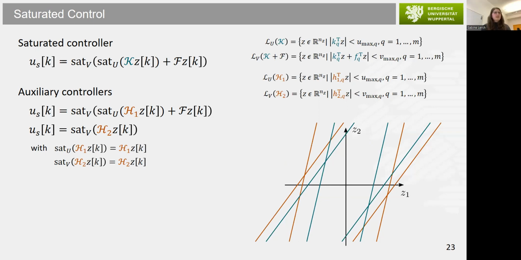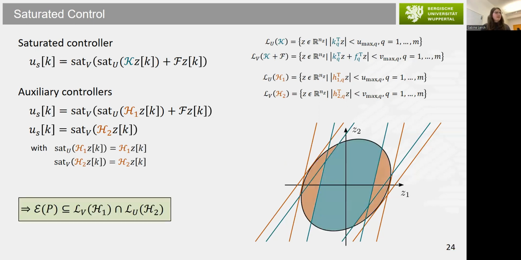So if H1 and H2 should not lead to saturation, then the domain of attraction should lie inside of those linear areas of H1 and H2. But for K, we don't want that condition here. Instead, we even want K to be able to saturate. So this would be a possible place for the domain of attraction. You see the different areas here. So for initial states inside the blue area, the controller K does not lead to actuator saturation.